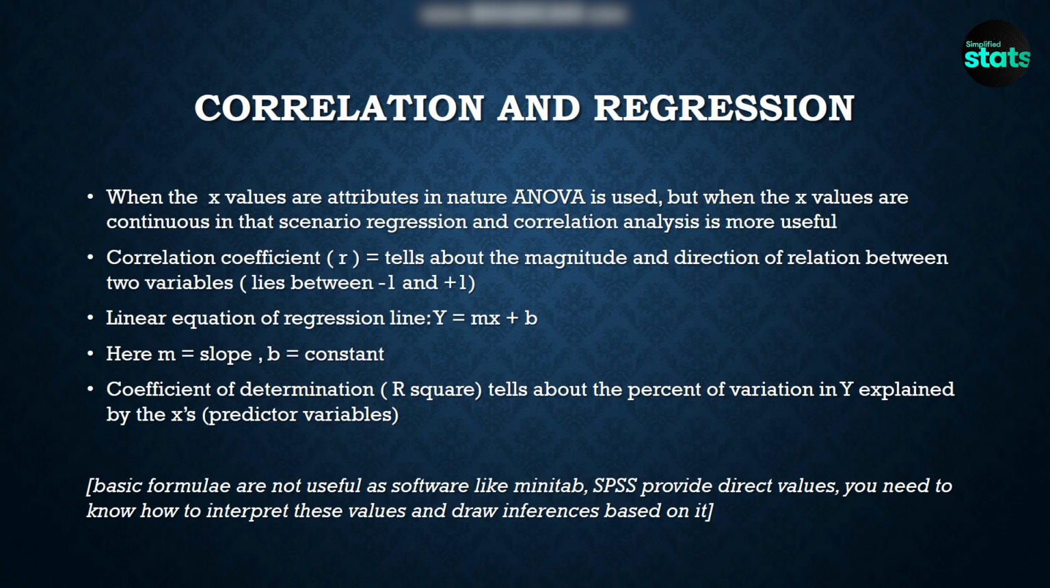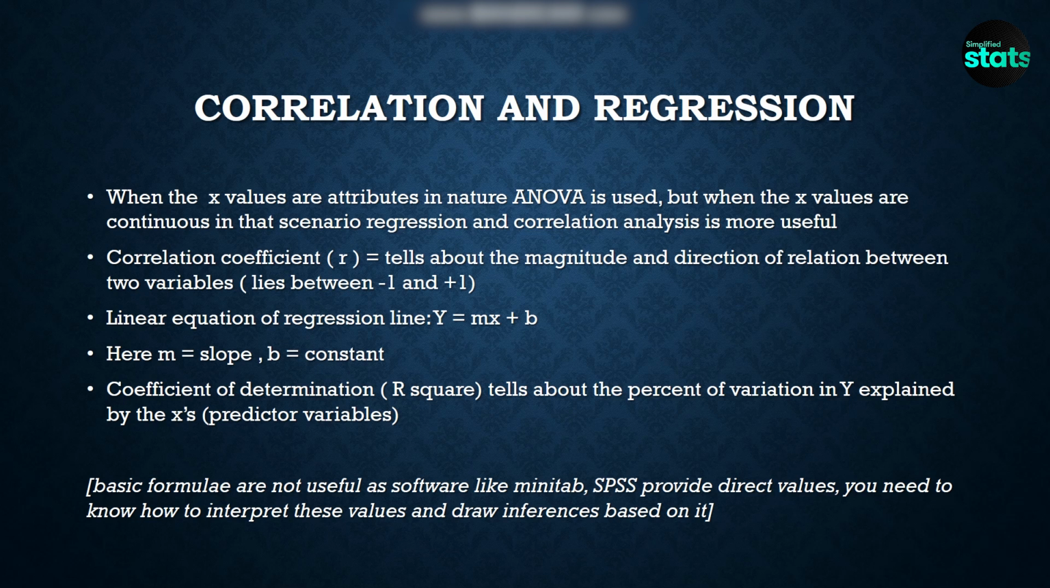The linear equation of the regression line is given by y = mx + b, where m stands for slope and b stands for constant. You will get these values once you run the regression analysis directly. All you need to do is be able to interpret these values. Like r will tell you the magnitude and direction, m will tell you about the slope, and b is the constant value.